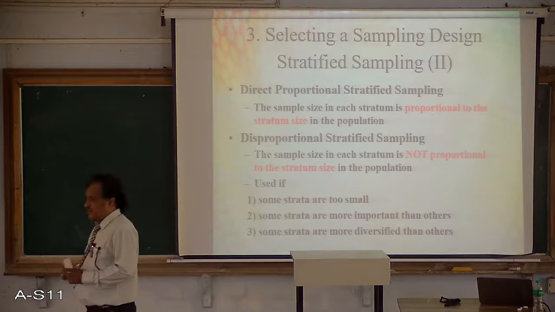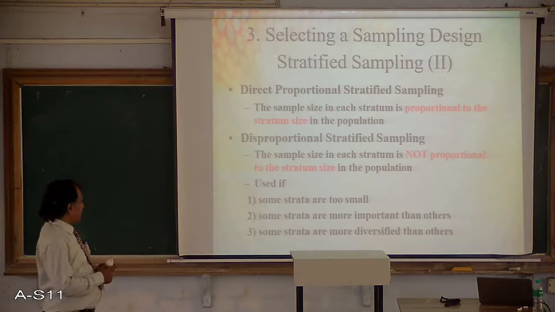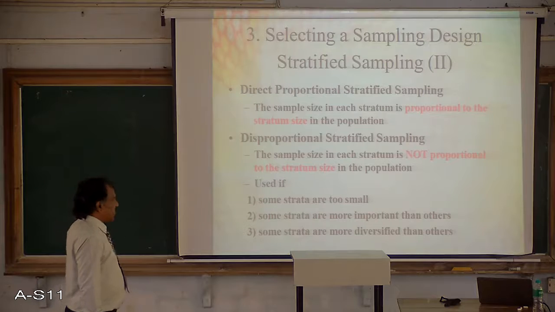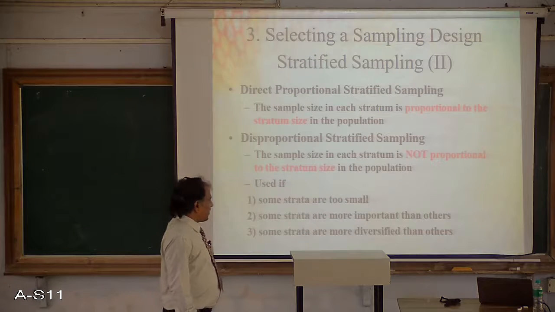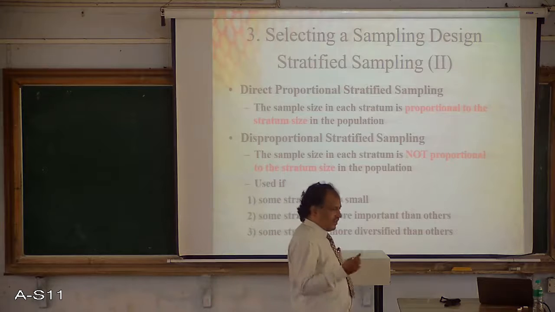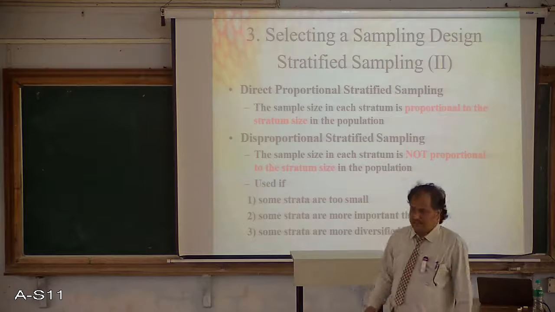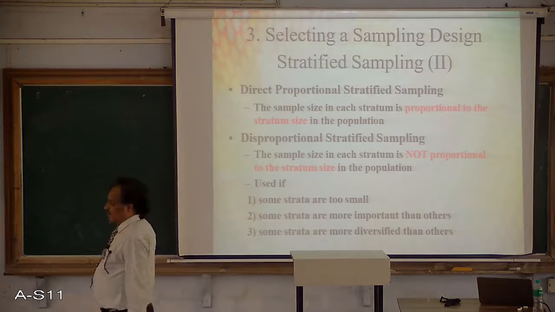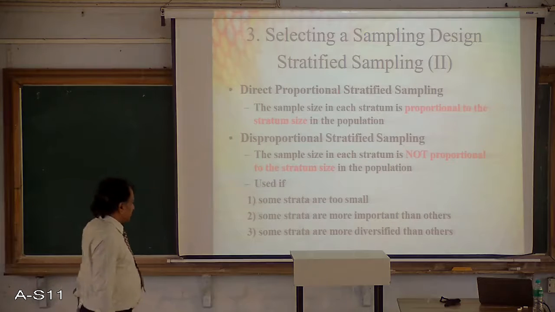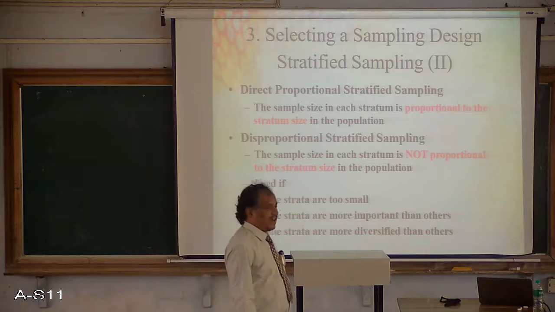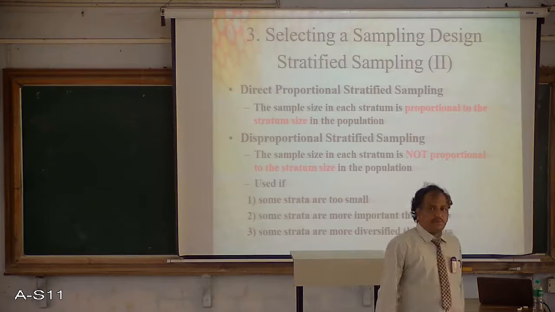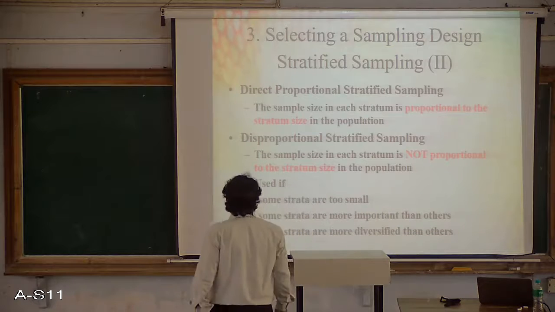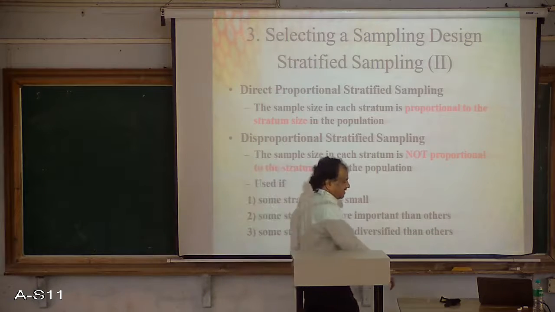This kind of disproportional stratified sampling is used if some strata are too small, some strata are more important than others, or some strata are more diversified than others. So depending on different criteria, whether the strata size is small or big, whether the strata members are important or not, whether they are diversified or not, based on these criteria, we will be using the disproportional stratified sampling method as the sampling design.